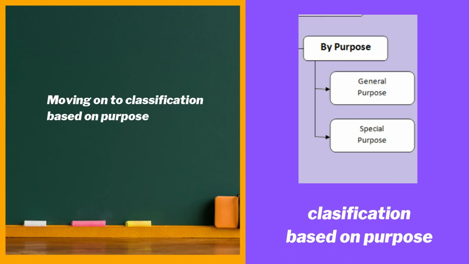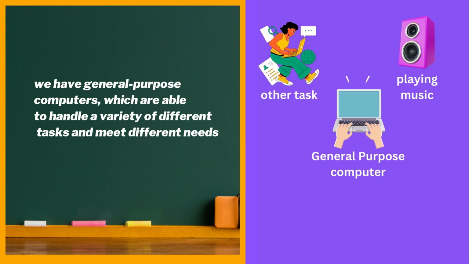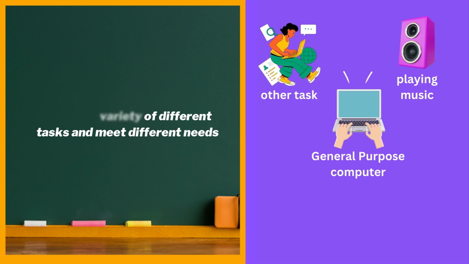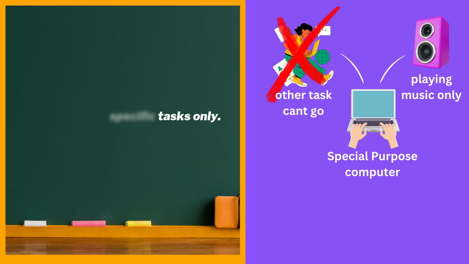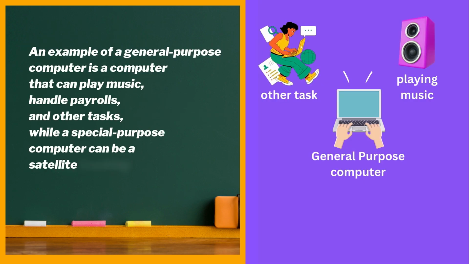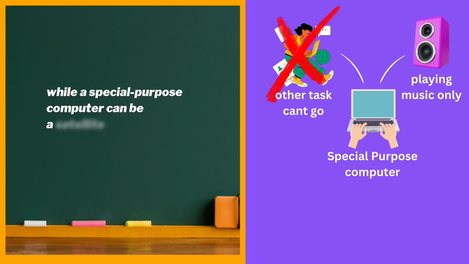Moving on to classification based on purpose, we have general purpose computers, which are able to handle a variety of different tasks and meet different needs, and we have special purpose computers, which handle specific tasks only. An example of a general purpose computer is a computer that can play music, handle payrolls, and other tasks at the same time, while a special purpose computer can be something like a satellite tracking system, which is only to track satellites.